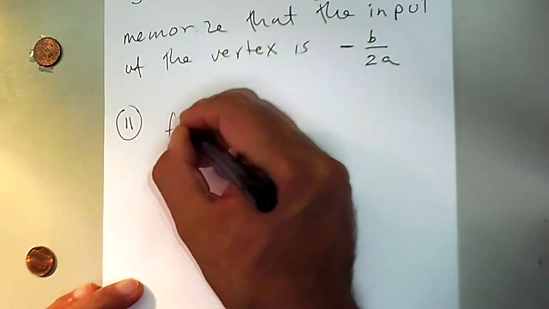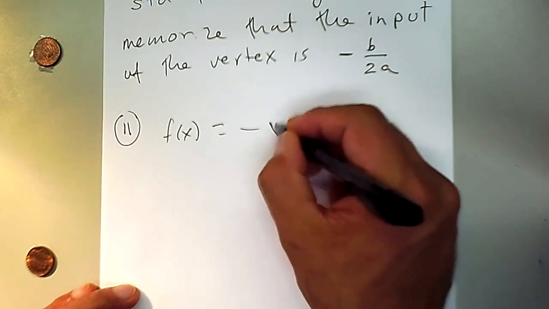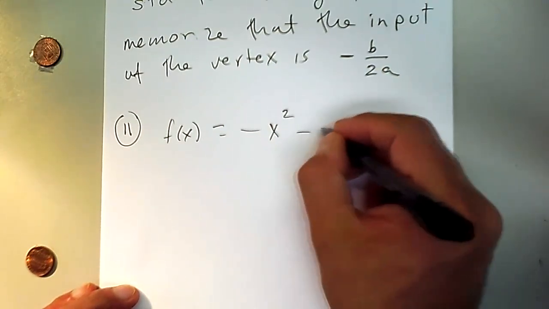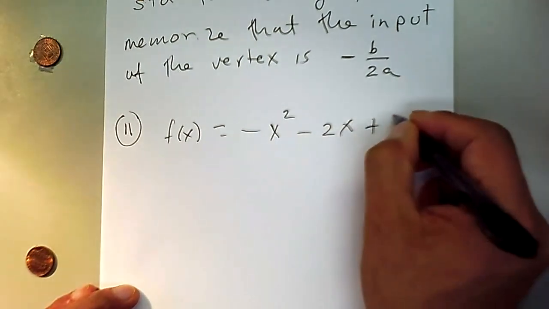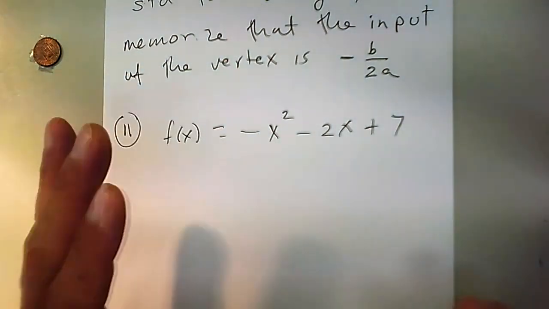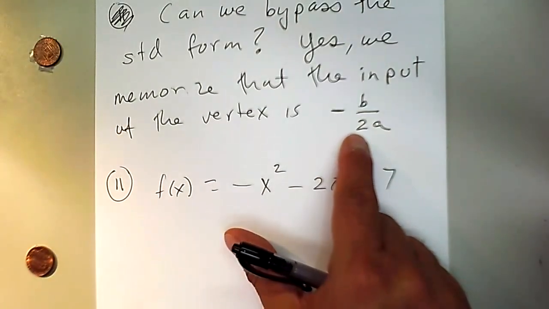So let's say f of x equals negative x squared minus 2x plus 7. And you want to know where the vertex is without having to complete the square. Can we do that? No problem. Piece of cake, actually, as long as you remember this.